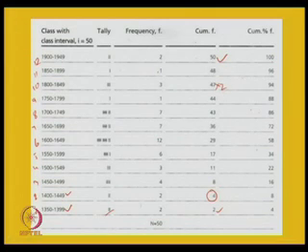47 into 2 is 94, like that maybe 11 into 2 is 22, like that 2 into 2 equal to 4, something like that. This is the cumulative frequency. From this cumulative frequency our main calculation starts.